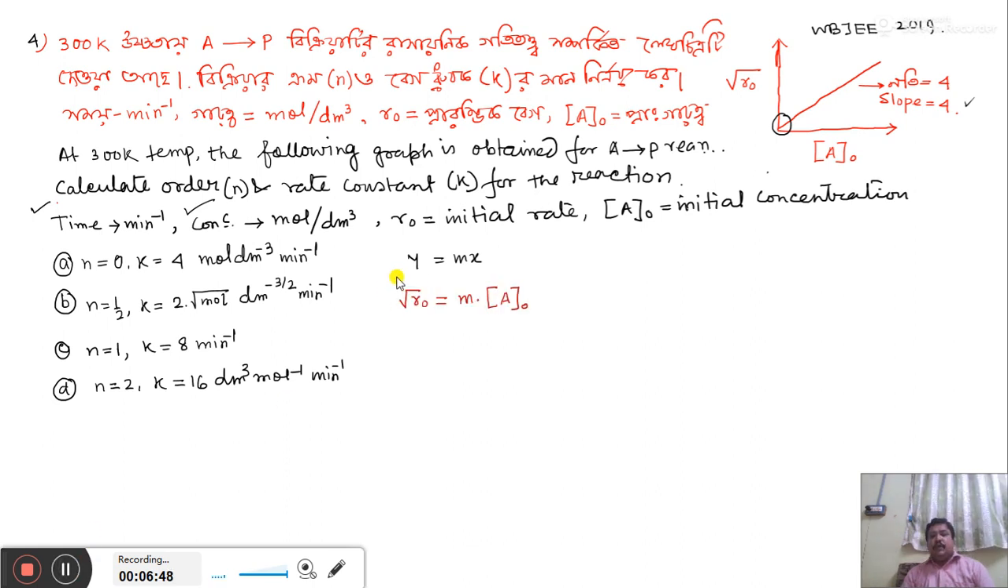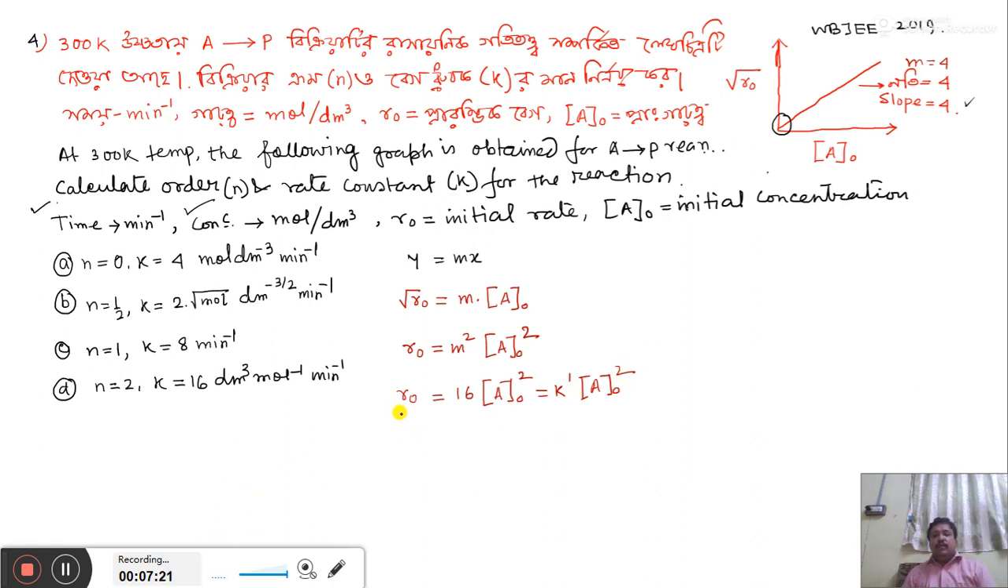y, instead of y we write root over R0, is equal to m into, instead of x we write, molar concentration of A0 whole square. On both sides we get R0 is equal to m square into concentration A0 whole square. Now here m, the value of slope, is 4, so R0 is equal to 16 into molar concentration A0 whole square, is equal to K dash into molar concentration A0 whole square.